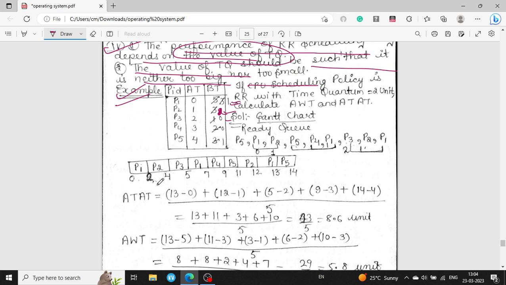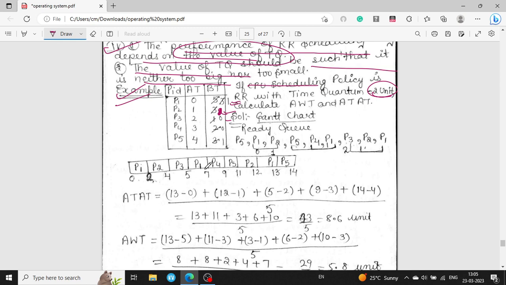Now you have to make the Gantt chart. First P1 starts here, then it is used for 2 seconds. After 2 seconds P2 came, it uses 2 seconds, because the time quantum is 2. So that's why each and every process can use 2 seconds. After that P3 came. P3 uses only 1 second because its burst time is 1. So that's why here 4 plus 1 is 5.